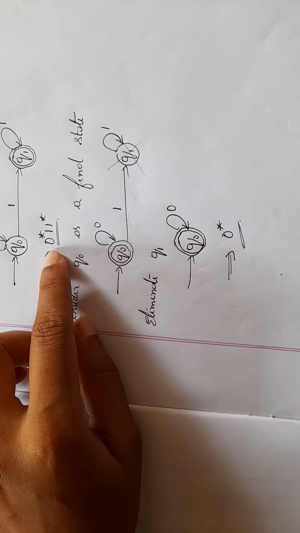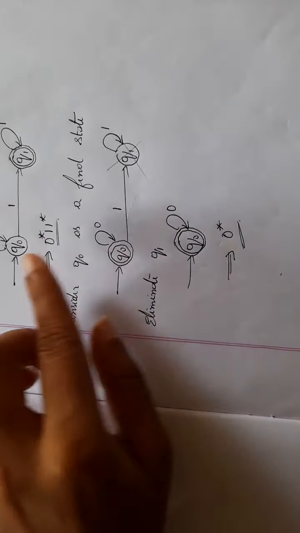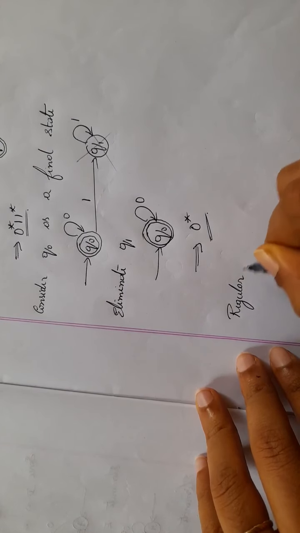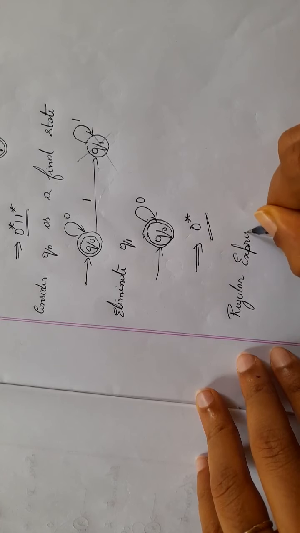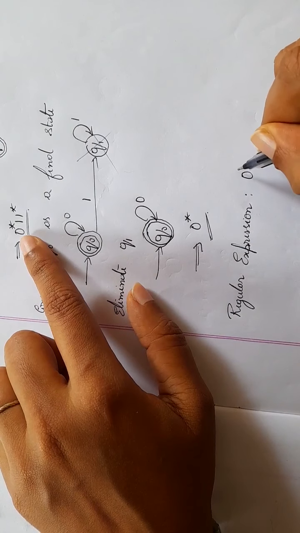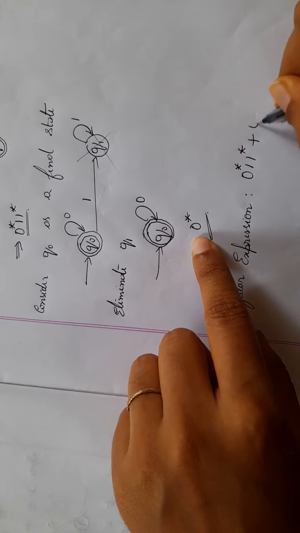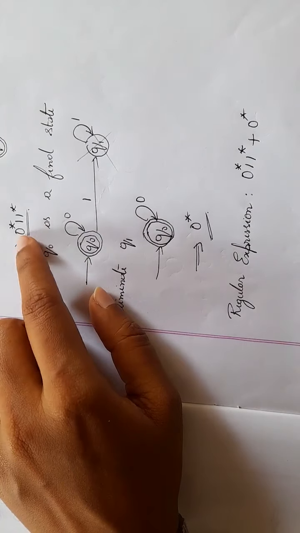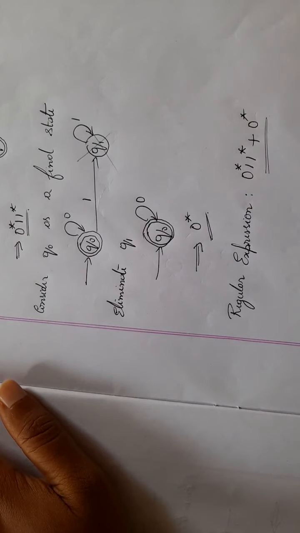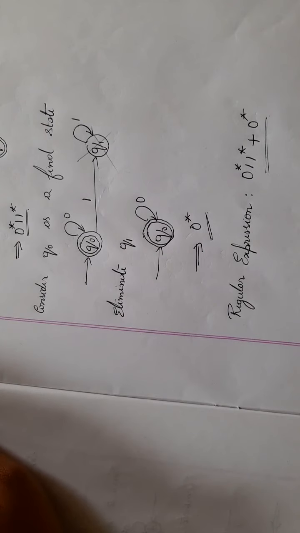I had two cases. For one case I got this as a regular expression, and for the second case I got this as a regular expression. Now I have to combine these two things. So the regular expression for the given FSM is 0 star, 1, 1 star or 0 star. Just combine the first case and then the second case. This is the method to solve when you have more than one final state.